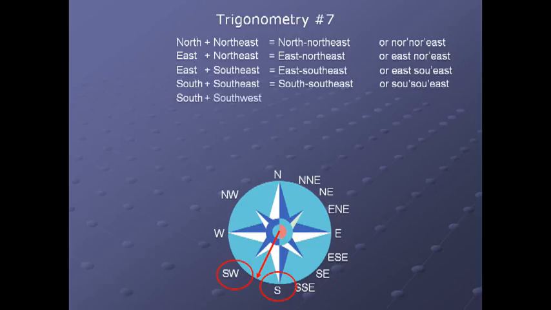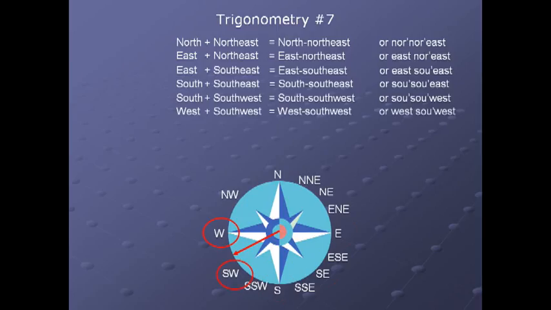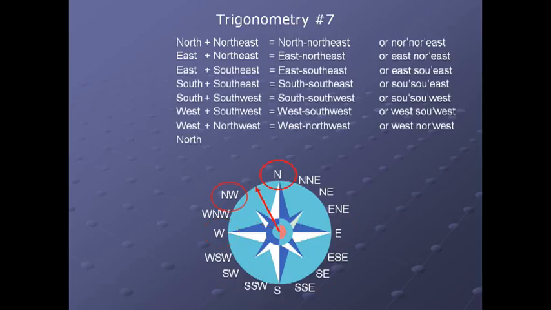South plus southwest gives south-southwest. West plus southwest gives west-southwest. West plus northwest gives west-northwest. And north plus northwest gives north-northwest, or nor-northwest.